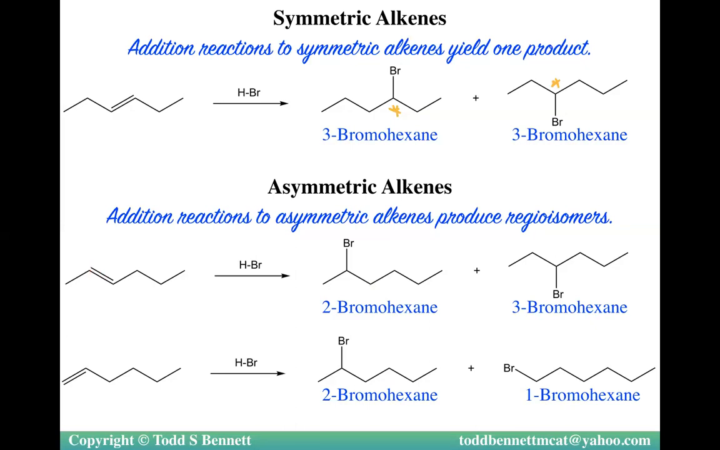H can go to either side, so you're going to get a mess. You're going to get a mixture of two structural isomers, two constitutional isomers. Sorry about that. So 2-bromohexane and 3-bromohexane. Okay, so we're looking good with this.